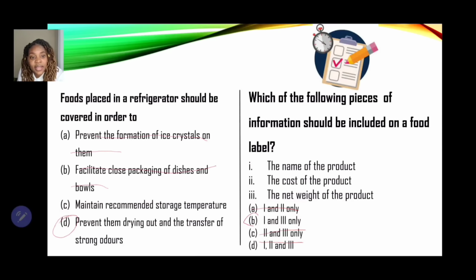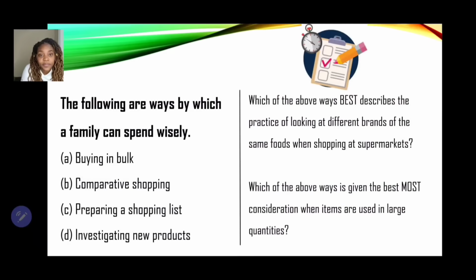All right, now let us move on to our next question. The following are ways by which a family can spend wisely. A, buying in bulk. B, comparative shopping. C, preparing a shopping list. D, investigating new products, right?